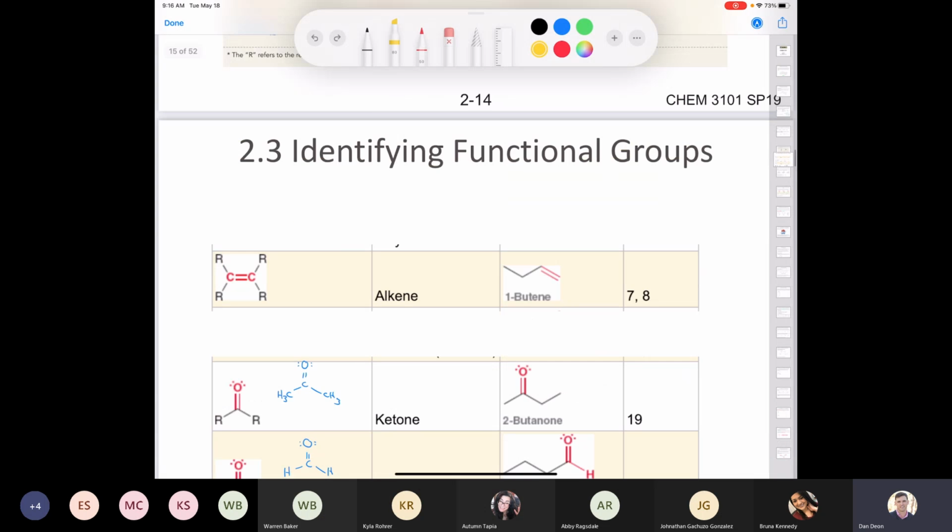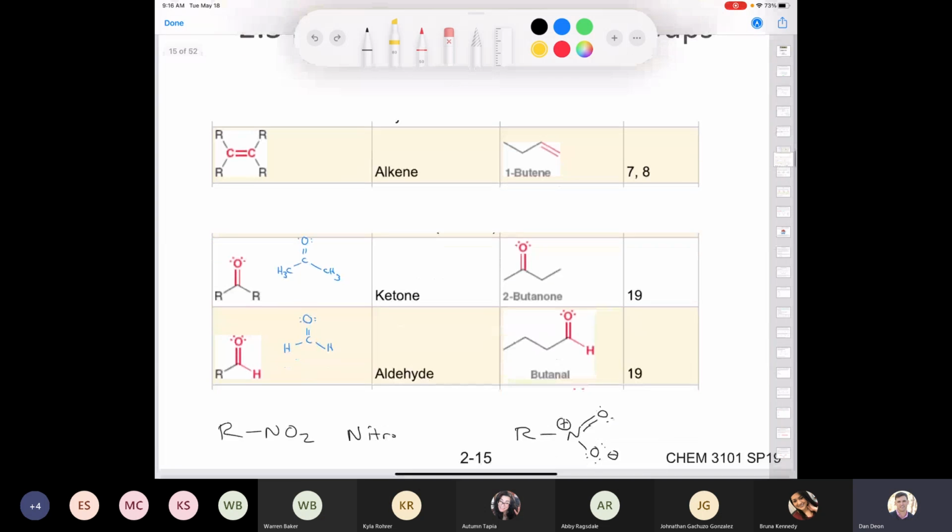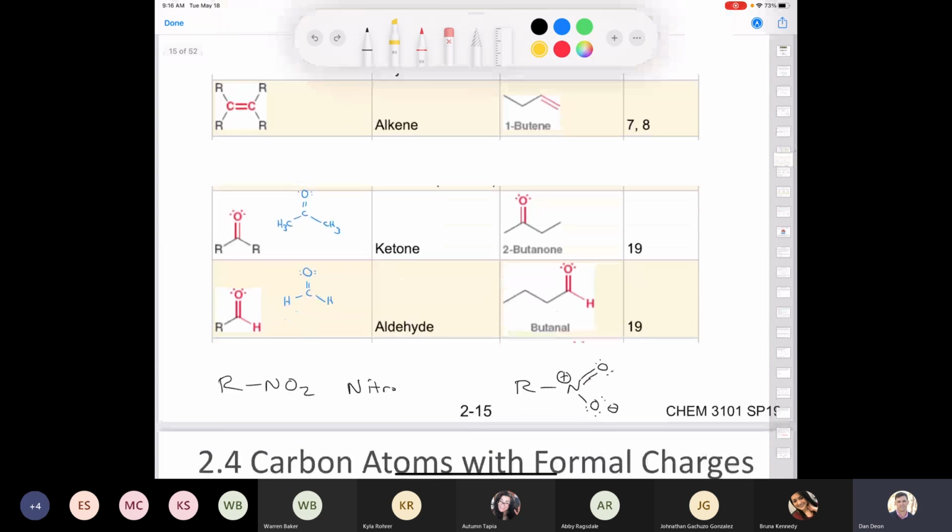So those are all the functional groups. It might seem daunting at first, but again, it's one of those things where if you repeat it and you practice it over and over, so we have alkyne, alcohol, ester, thiol, sulfide, aromatic, carboxylic acid, acyl halide, anhydride, ester, amide, amine, alkene, ketone, aldehyde, and nitro.